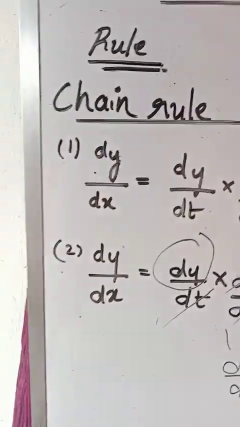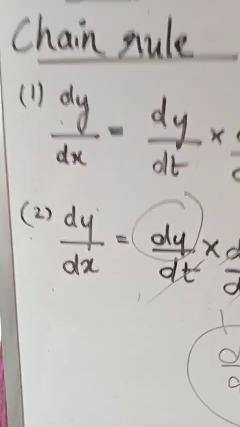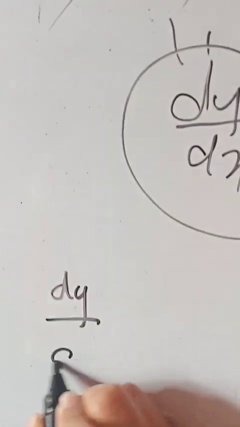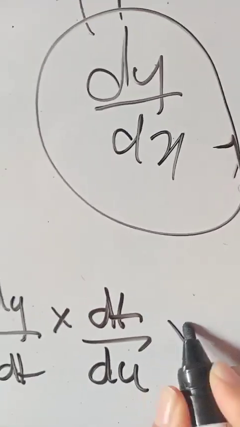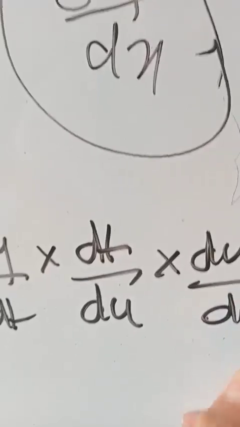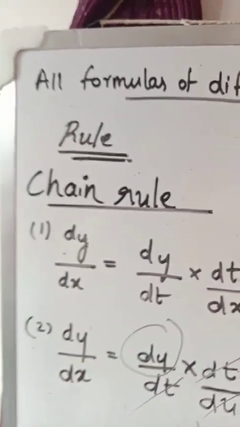So instead of writing dy by dx, we can write it in the form dy by dt into dt by du into du by dx. So this is chain rule.